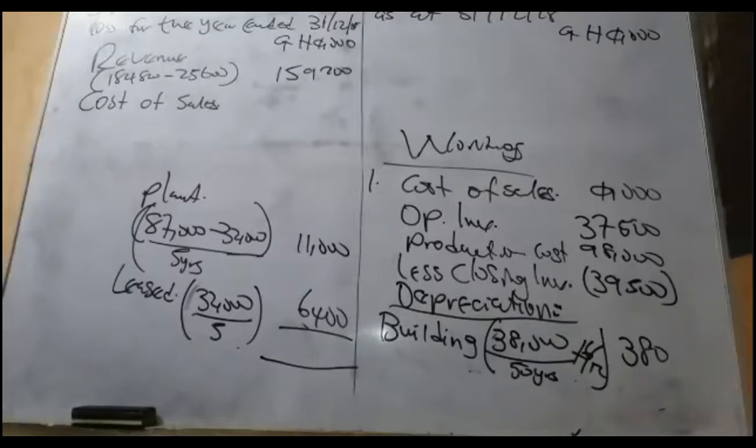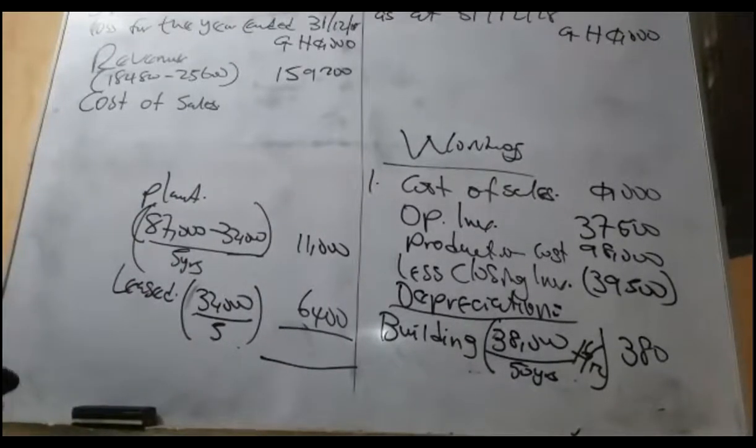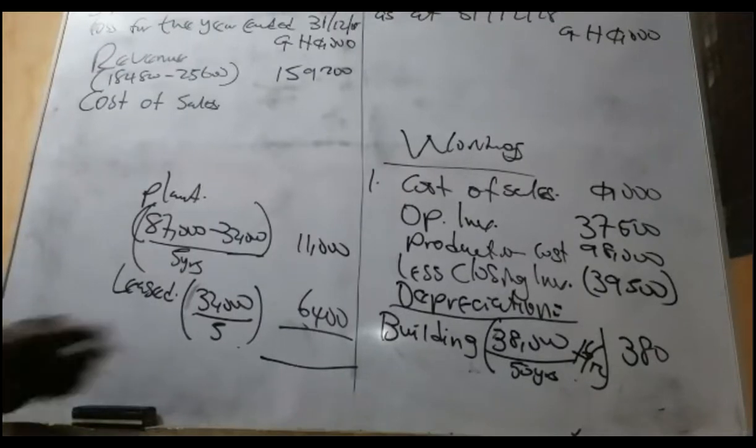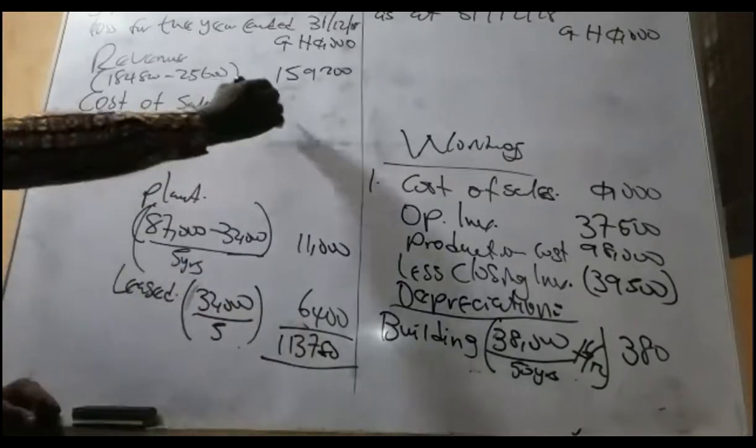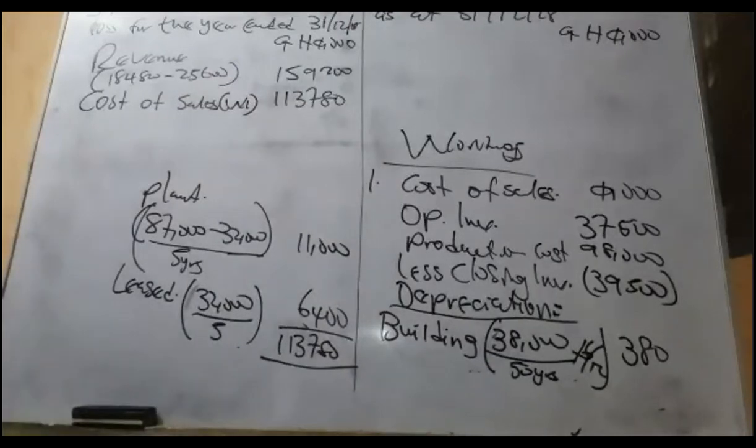So the total cost of sales will be adding from here: opening, production lines, depreciation, the three, putting them together. What will be the answer? 113,780. So come and put it here. 113,780. Tell the examiner that this is workings number one. For your own, it can be your workings number two, three. Then you tell the examiner. Good. So 113,780. Then we are done. Great.